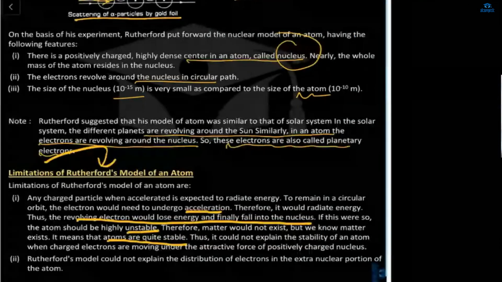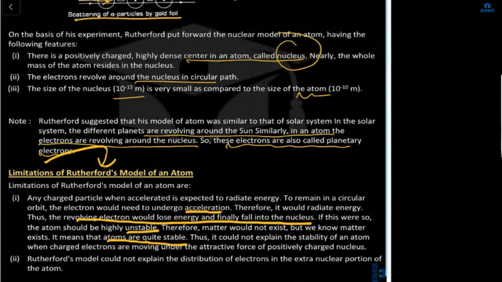So it would radiate energy. Okay, good. The revolving electron would lose energy and fall into the nucleus. So the matter would be unstable.